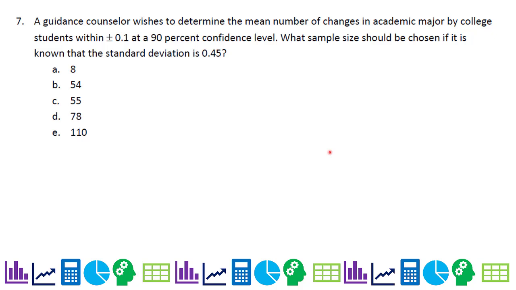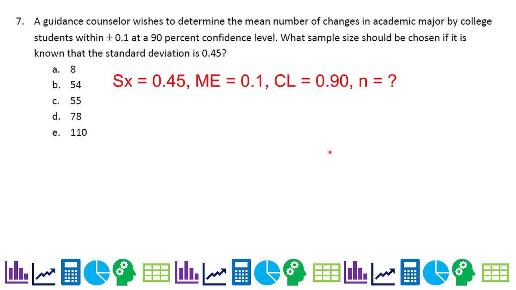A guidance counselor wishes to determine the mean number of changes in academic major by college students within plus or minus 0.1 at a 90% confidence level. What sample size should be chosen if it is known that the standard deviation is 0.45? So we know standard deviation is 0.45, our margin of error is 0.1, our confidence level is 0.9. What should n be? I'm going to bring up the margin of error formula, and we're going to use Z star.